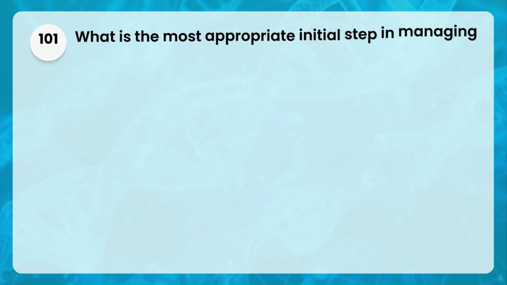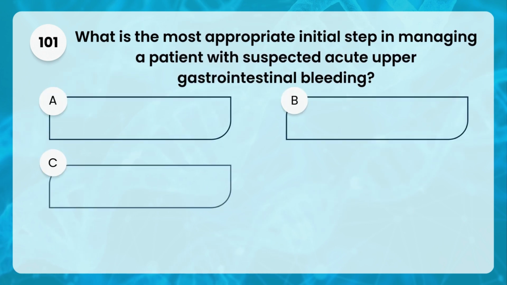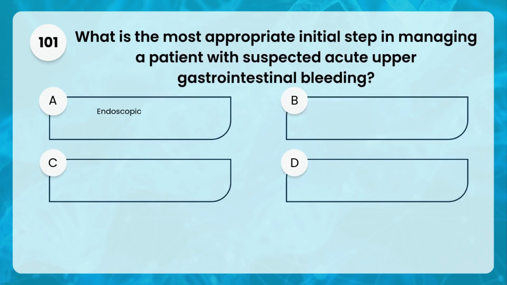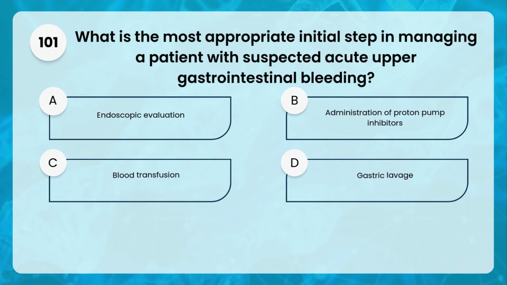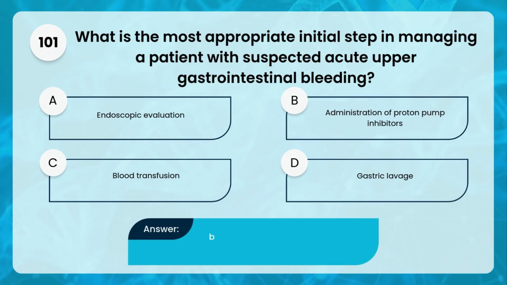101. What is the most appropriate initial step in managing a patient with suspected acute upper gastrointestinal bleeding? A. Endoscopic evaluation. B. Administration of proton pump inhibitors. C. Blood transfusion. D. Gastric lavage. The answer is B. Administration of proton pump inhibitors.